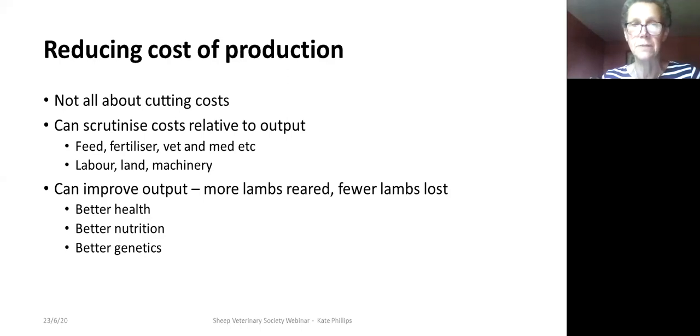How much fertiliser is applied? Are we getting a response to the fertiliser used on farm? If the pH of the soil isn't ideal, then the fertiliser response will not be good. Are the vet and med costs being spent wisely on the appropriate things on the farm? Look at labour, input and land and machinery. But in terms of what you're going to be doing, I would think with most of your farmers, it would be looking at health and maybe looking at nutrition too.